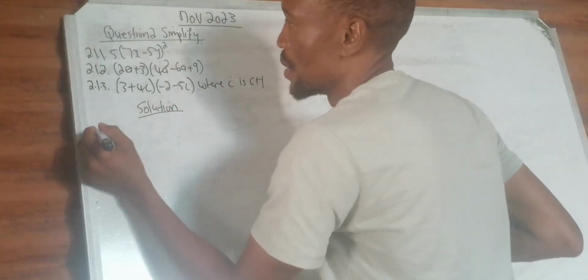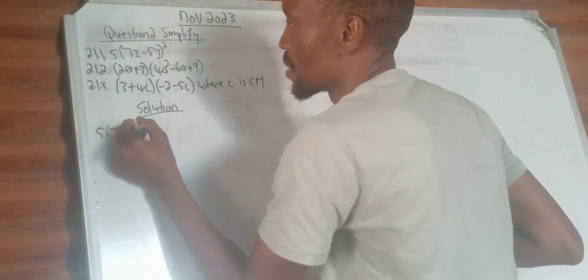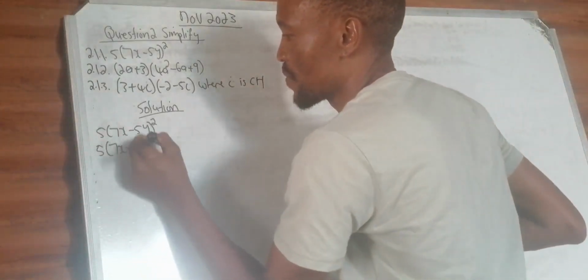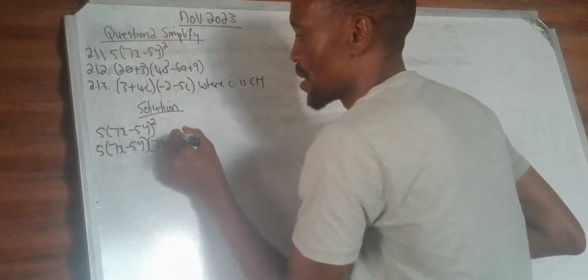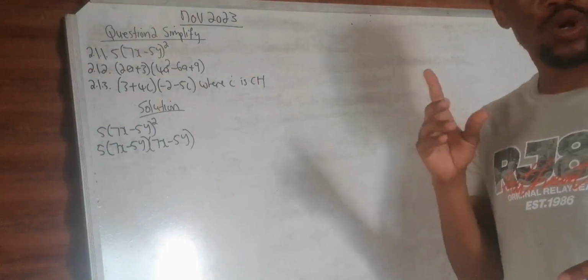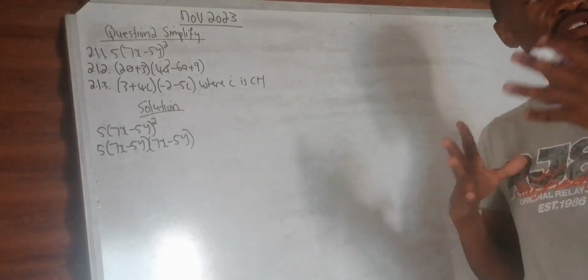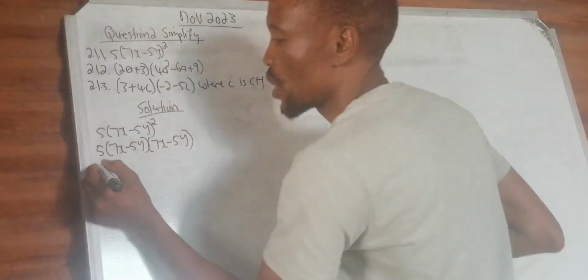Now, I will show the first one. 5 times (7x minus 5y) all squared. The first thing, because of the square, we repeat the bracket 2 times. So it's very important: 5, (7x minus 5y), (7x minus 5y). Please repeat it 2 times without changing any sign in between. From there, you remove the brackets by multiplication. Then you multiply later by 5.